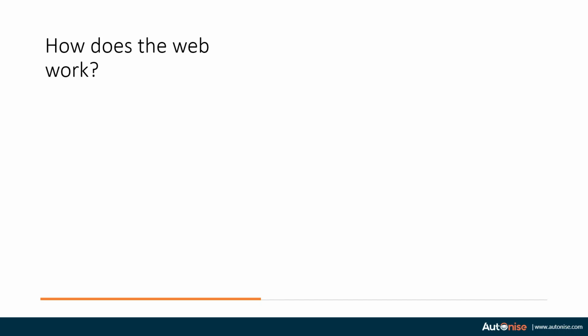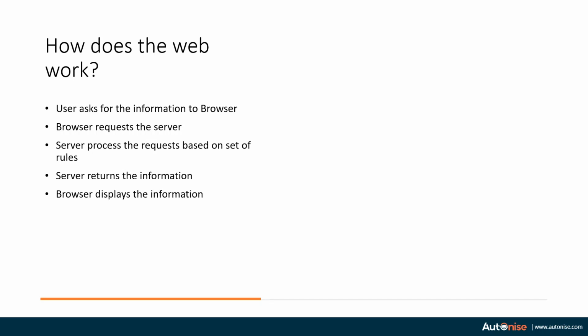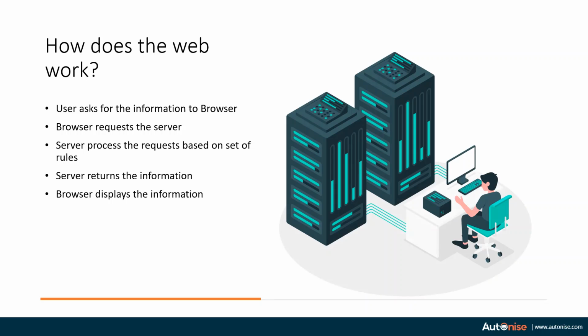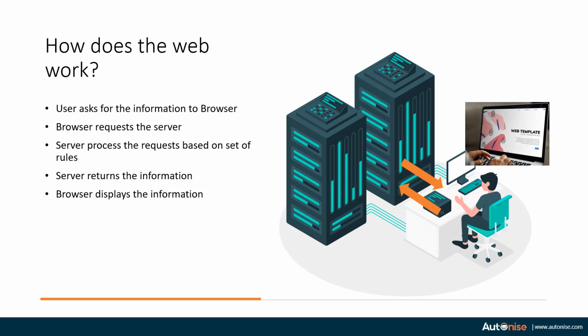So let us understand how exactly does the web work. So first of all, the user asks for the information to the browser. So when you open a browser and you type a URL, you are requesting some information from the browser. Then the browser requests something from the server. The server then processes the requests based on a set of rules. Once the server processes everything, the server returns the information. Then, after getting this information, the browser displays the information it got from the server. So this is how the web works.